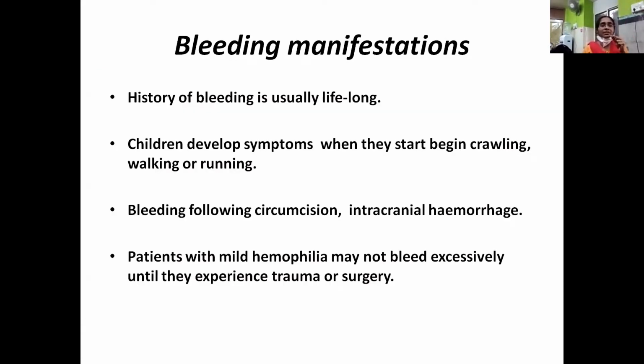Usually the bleeding manifestations in hemophilia are lifelong. And children develop symptoms when they start crawling, walking, or running. That is around 8 months to 1 year, they can develop symptoms. Following falls, they will develop a joint bleed and joint pain, and the child will start crying due to the joint pain or a muscle hematoma. Very rarely, even in the first year of life, they can develop severe bleeds like intracranial hemorrhage. Sometimes hemophilia will be first diagnosed following bleeding after circumcision. And patients with mild hemophilia will sometimes not be diagnosed till adulthood, when they are first exposed to surgery.